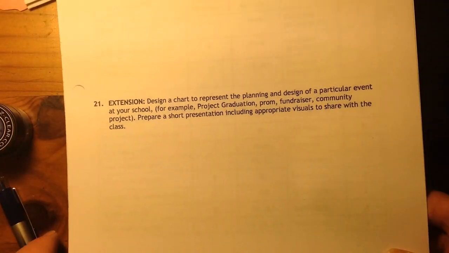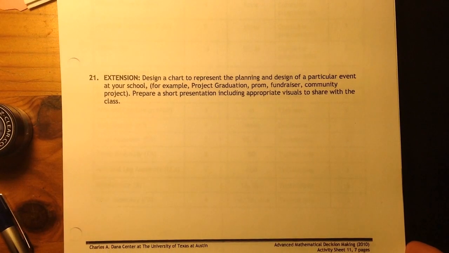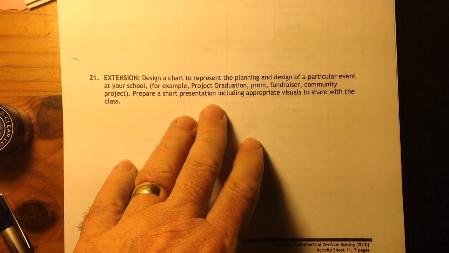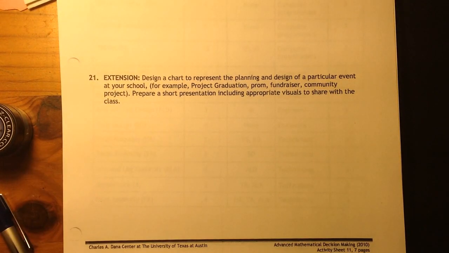And then finally, here's the one that's going to take probably the most time. Those you should be able to get through pretty quick. But number 21, design a chart, an activity graph to represent the planning and design of a particular event at your school. For example, project graduation, prom, fundraiser, community project. Rockets Reaching Out, if you want to think about Rockets Reaching Out, which is our community outreach every year. Don't worry about preparing a short presentation, including appropriate visuals to share with the class. I just want you to maybe list out the activities and then put them into an activity graph, estimating time, that sort of thing, okay? And then talk about the minimum time, the critical activities, things like that, all right?